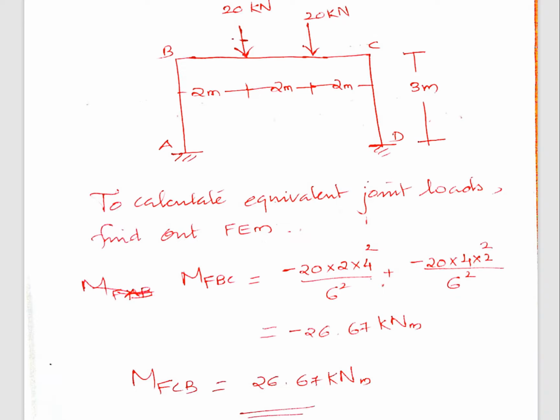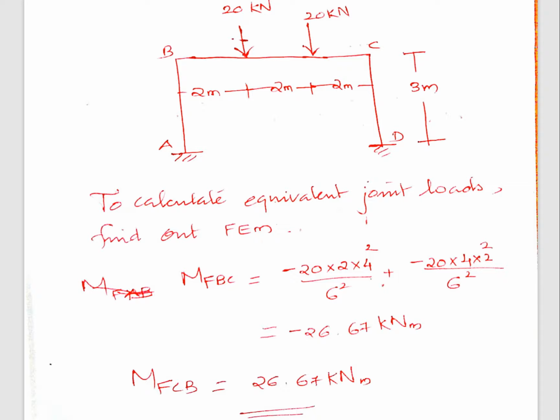Let's calculate the fixed end moment. So M of AB is equal to 0 and M of BA is equal to 0. And M of CD and M of DC are also equal to 0 as well, because there are no loads acting on the span.